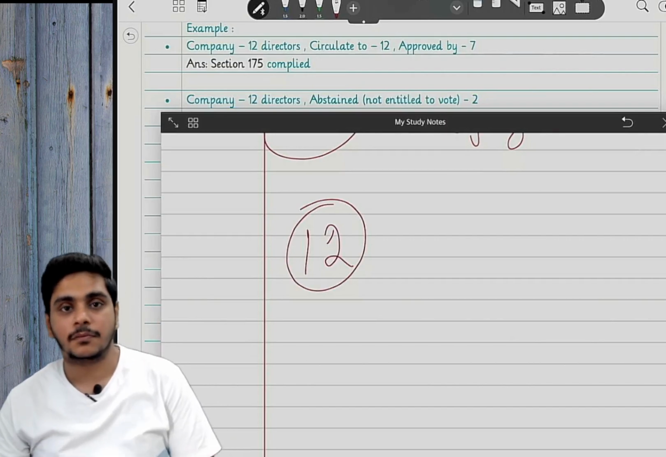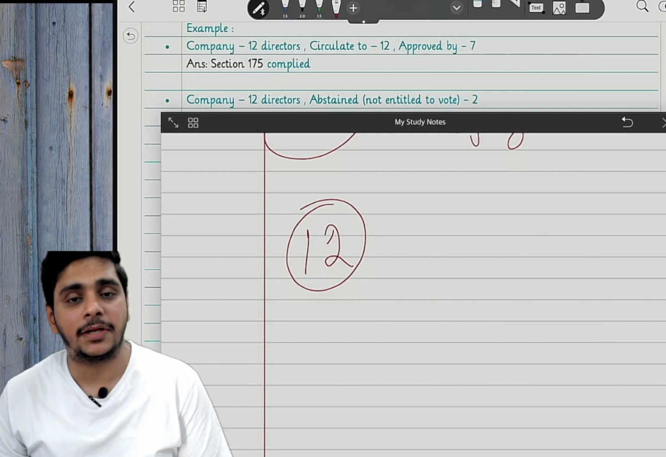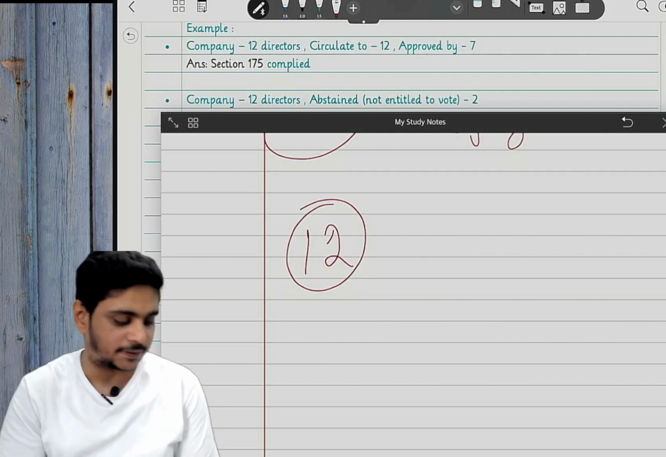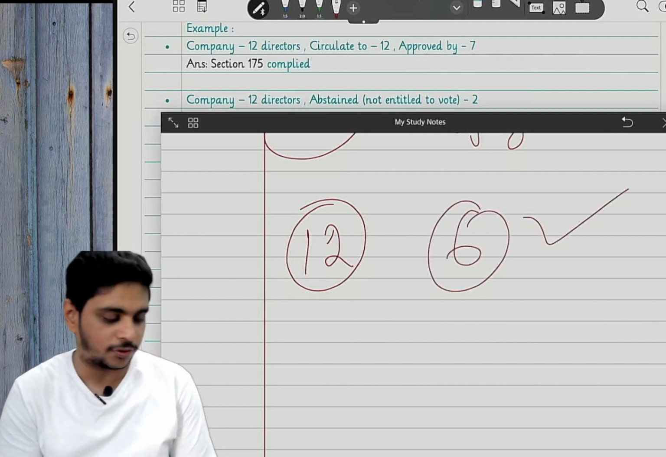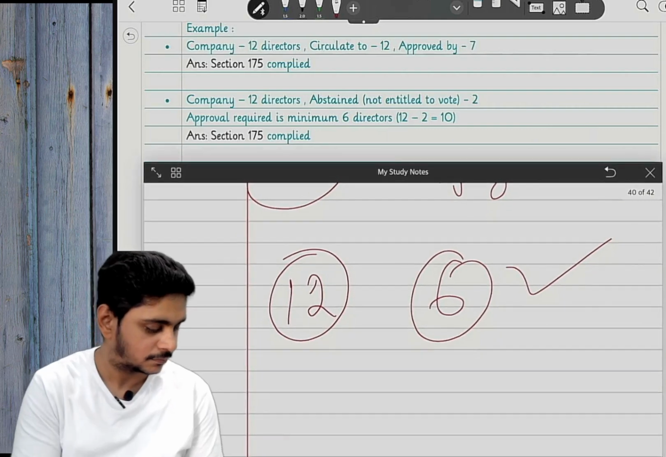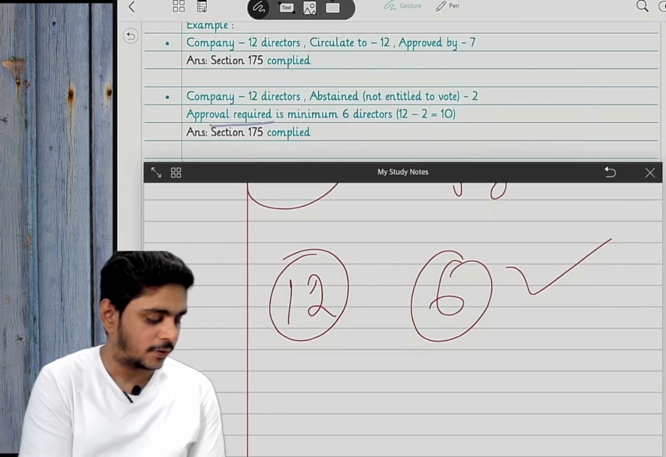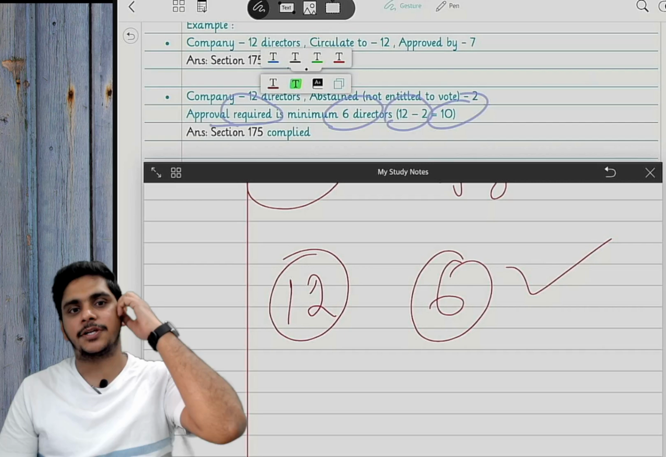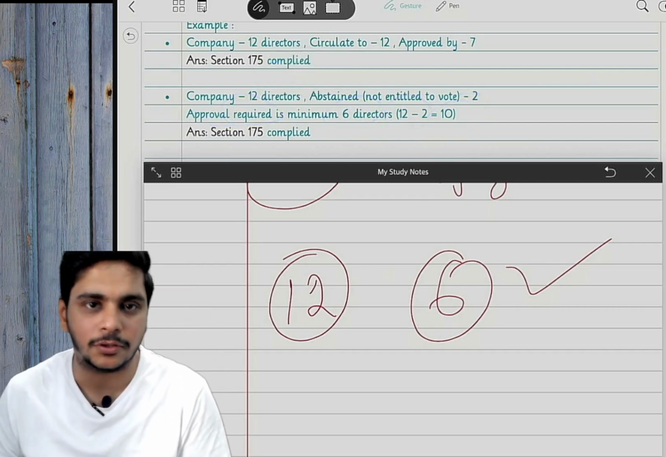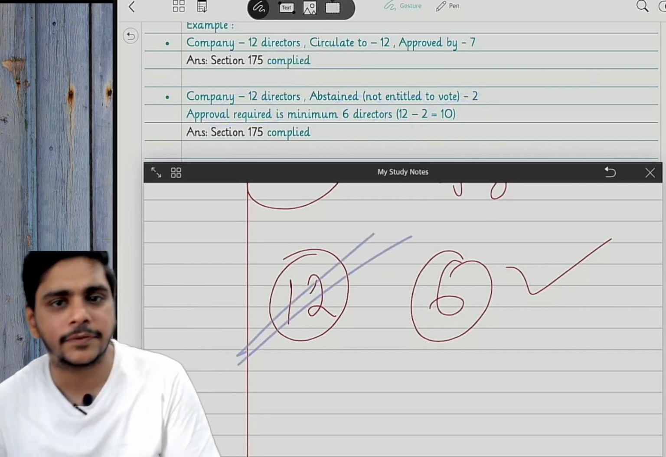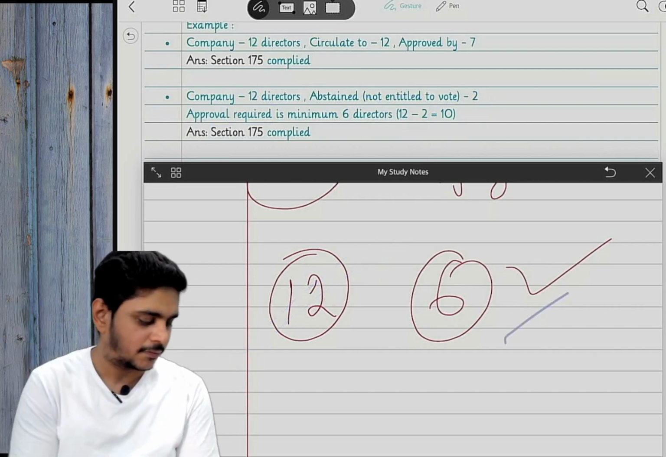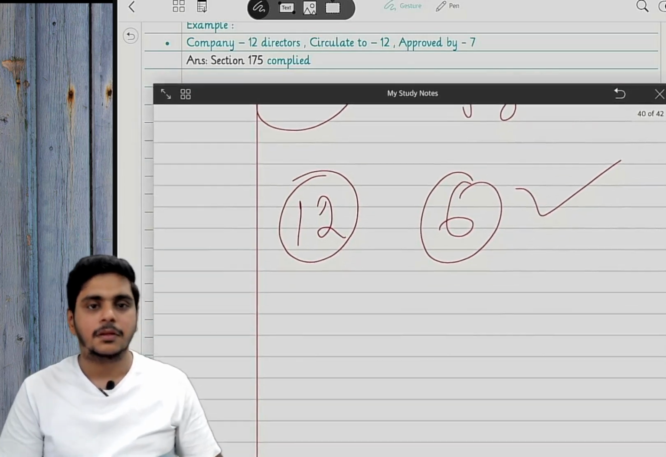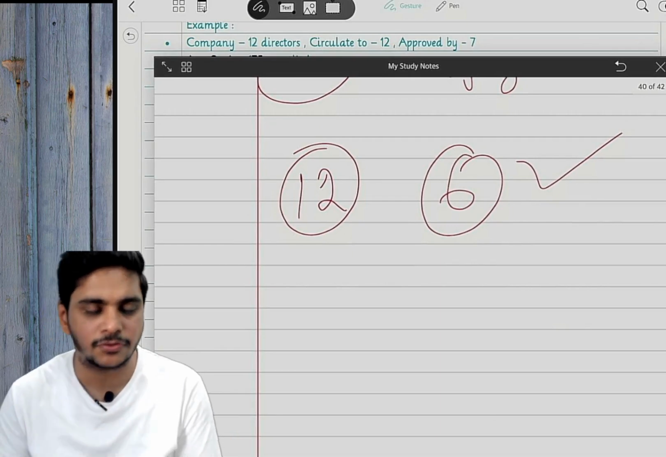12. And how many people will approve? 12 minus 2 is 10. Half of 10 is 6. 6 should approve. So approval required is minimum 6 directors, that is 12 minus 2 is equal to 10, correct? Because abstentions you have to ignore, but you have to send to all, okay? 12 minus 2 will give you 10, majority of 10 will be 6. So section 175 is complied. Clear? So this is my first section 175, resolution by circulation.